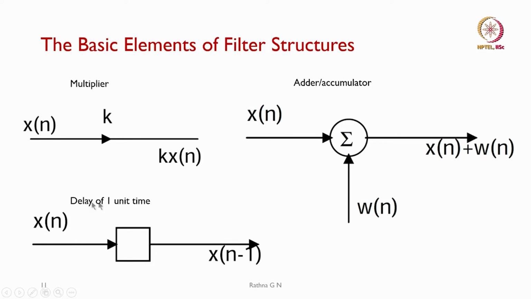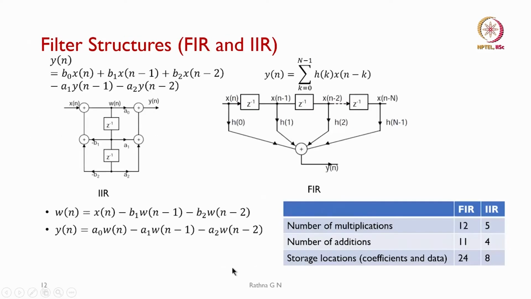If it is a delay of 1 time, basically it can be represented by a square box. You can either specify it as capital D here or z minus 1. So, then we know that it is a delay element. x of n is the input, output will be x of n minus 1. So, coming to filter structures, just now we did a comparison of how the order of the filter is going to be. Here we are seeing a second order biquad section for IIR filter.